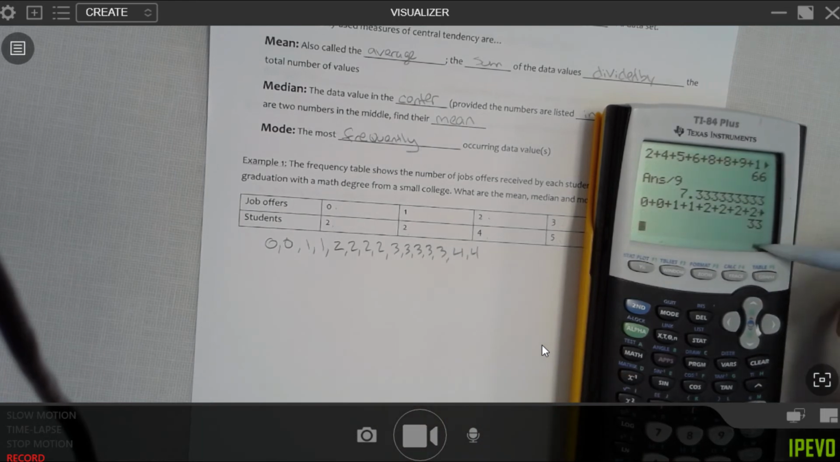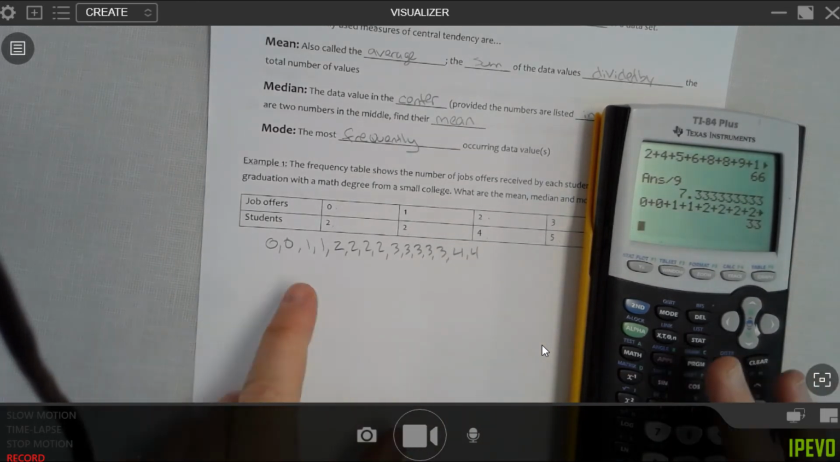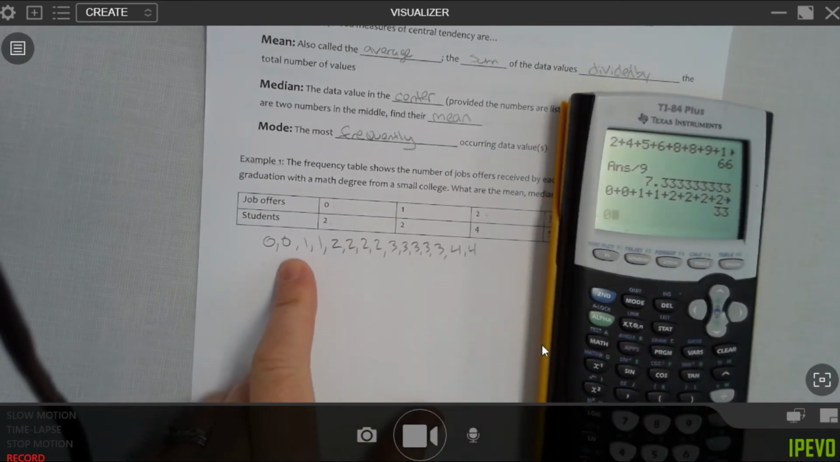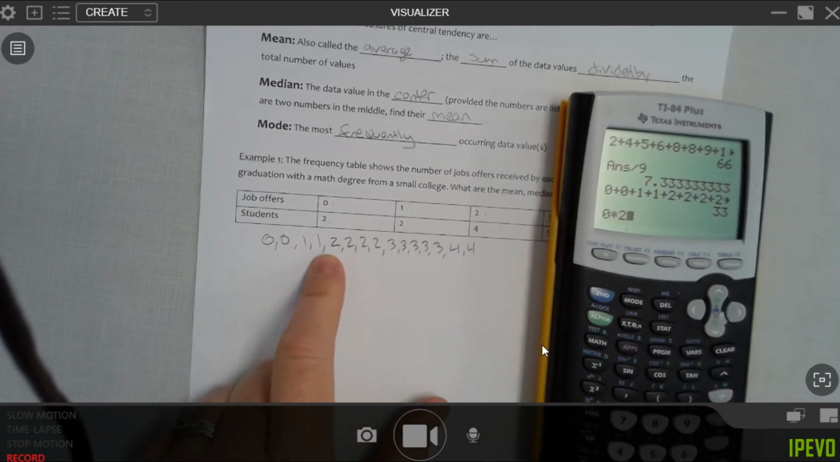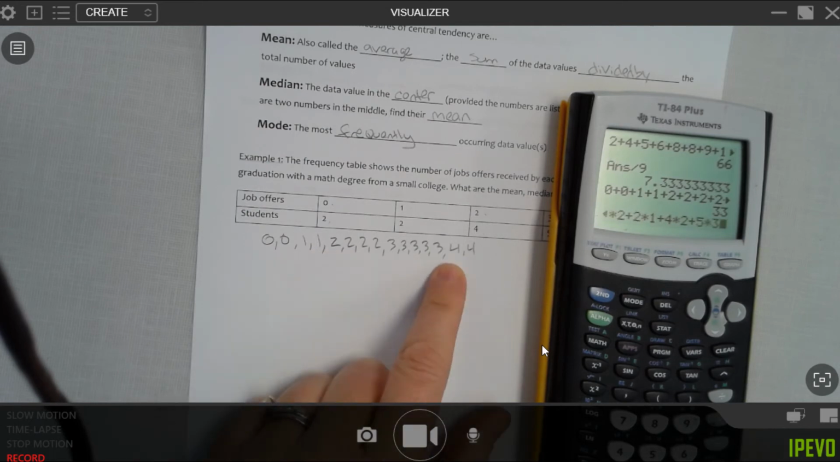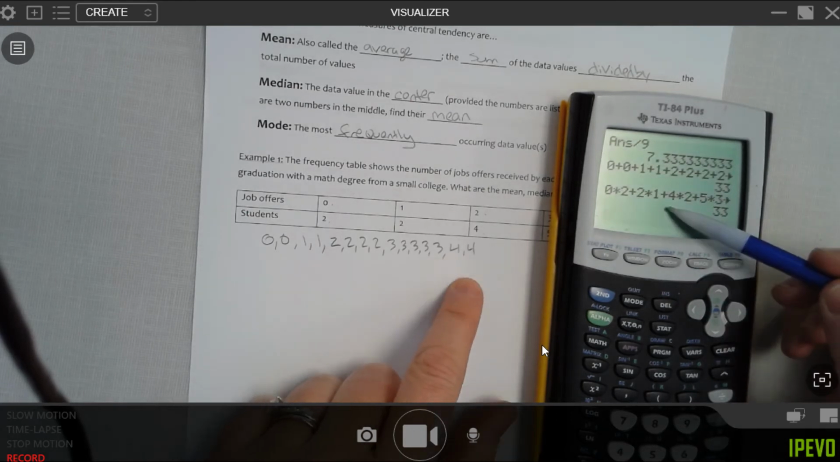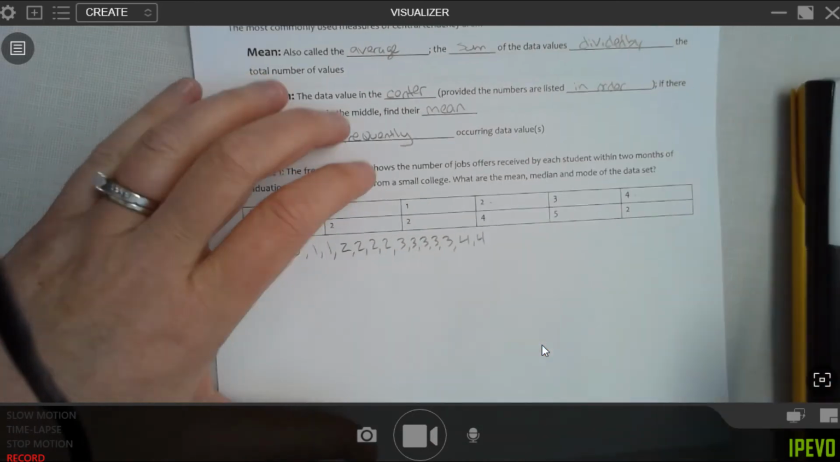All right, so 33. What you could also do is instead of having to add them all up like that, what we could have done is just done like 0 times 2, and then we have 2 of these. So 2 times 1, we had 4 of those, so 4 2's, and then 5 3's, and then 2 4's. And we still get 33. So you can either add them all up individually, or you can just multiply like how many there were. So we still get 33.